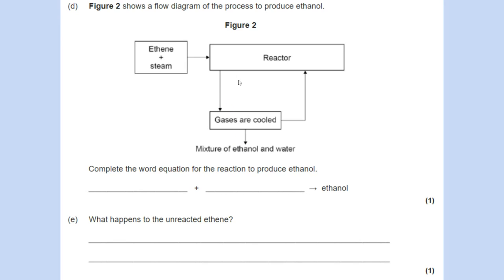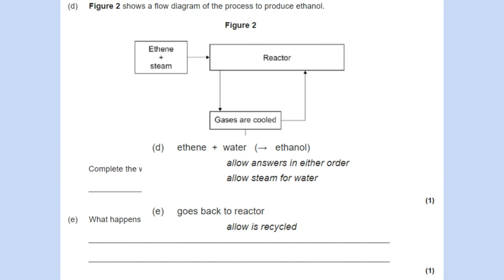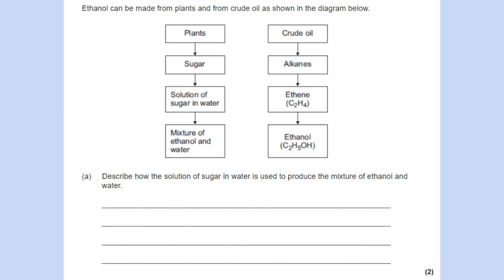So we have the reactor, gases are cooled, we have ethanol and water being produced, and then something here. So our answers, we have ethene plus water. You're also allowed steam. That's what it tells you in the question, ethene plus steam. You're allowed that in either order, so water plus ethene is all right as well. The ethene that has not reacted will go back to the reactor and is recycled, so be used again, okay? So that's where the marks come from.